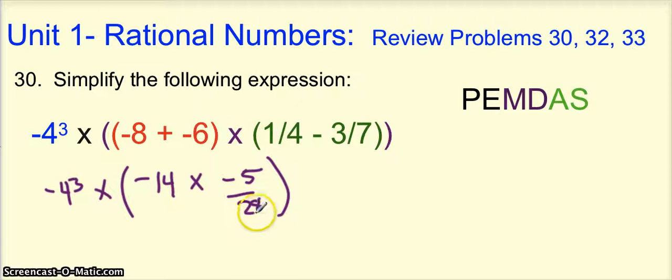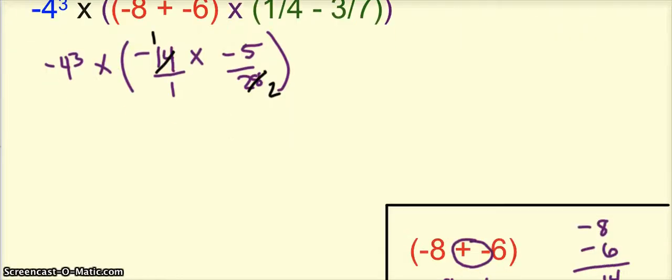Well, now I've got a fraction, and I'm multiplying it times an integer. So I want to change this to a fraction. Right away, I notice that 14 and 28 can both be divided by 14. So 14 divided by 14 is 1. 28 divided by 14 will give me 2. That way I can keep my numbers from getting quite so big. And if I multiply across the top, I'll get -1 times -5, which will give me +5, and 1 times 2, which will give me 2. Bring everything else down.